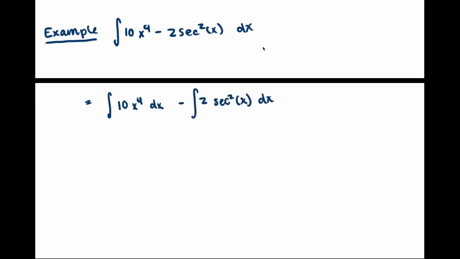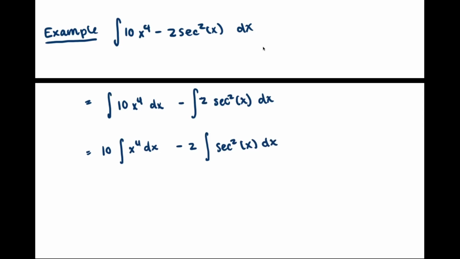And then there's also a constant multiple rule, right? So I can pull out those two constants. So this is 10 times the integral of x to the fourth dx minus 2 times the integral of secant squared x dx.